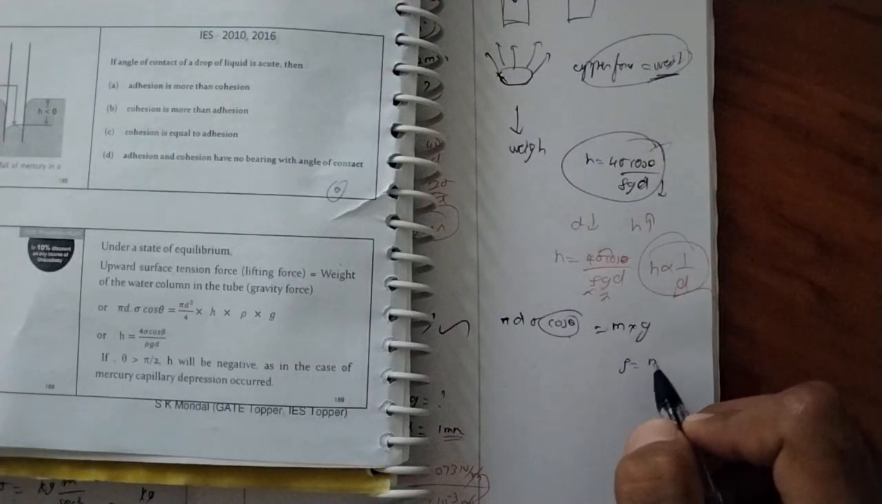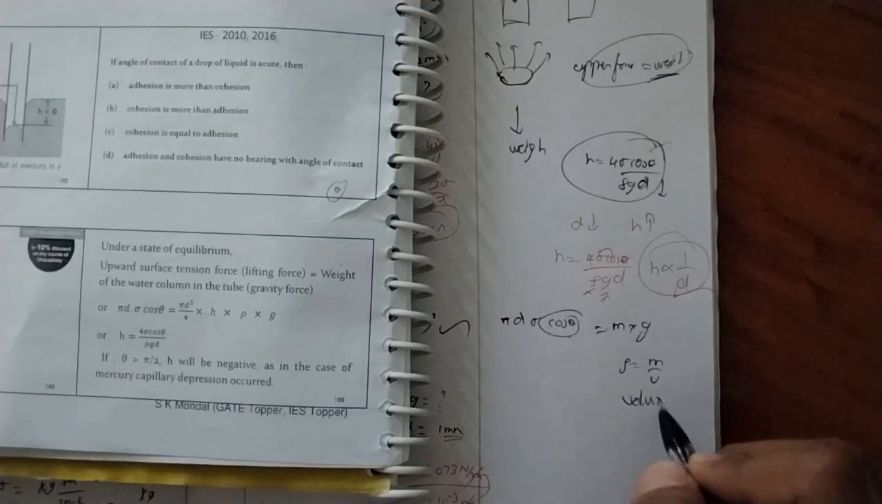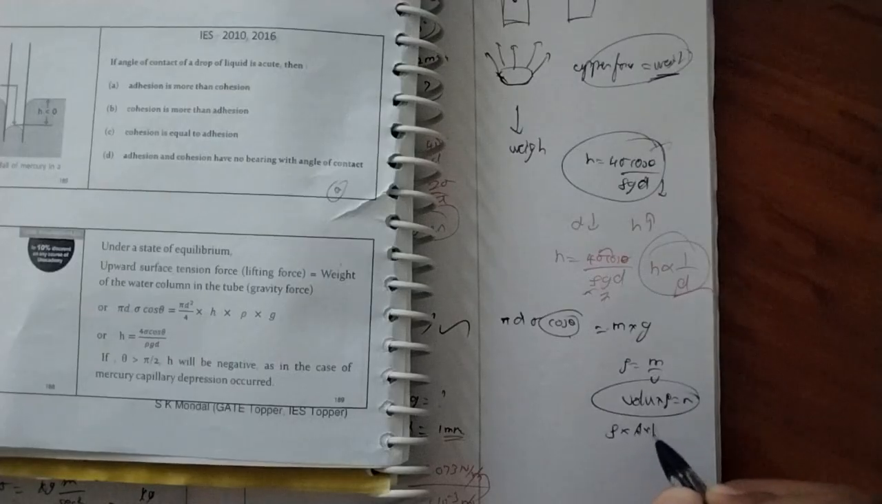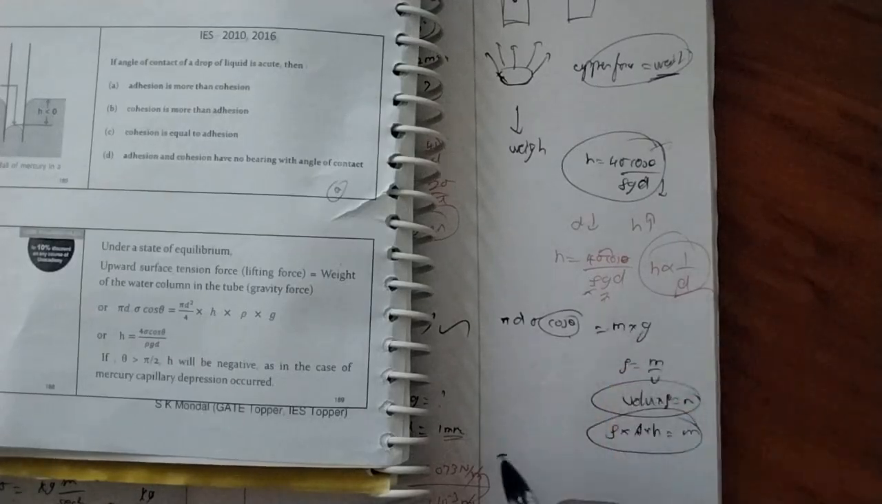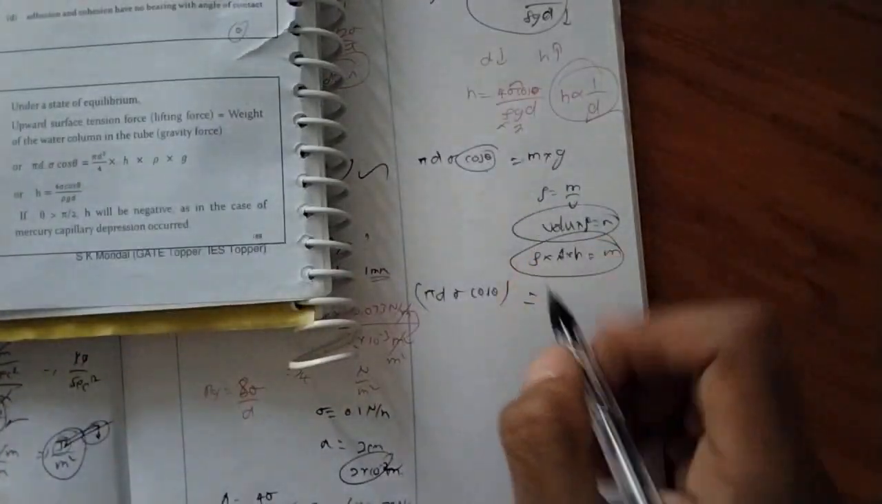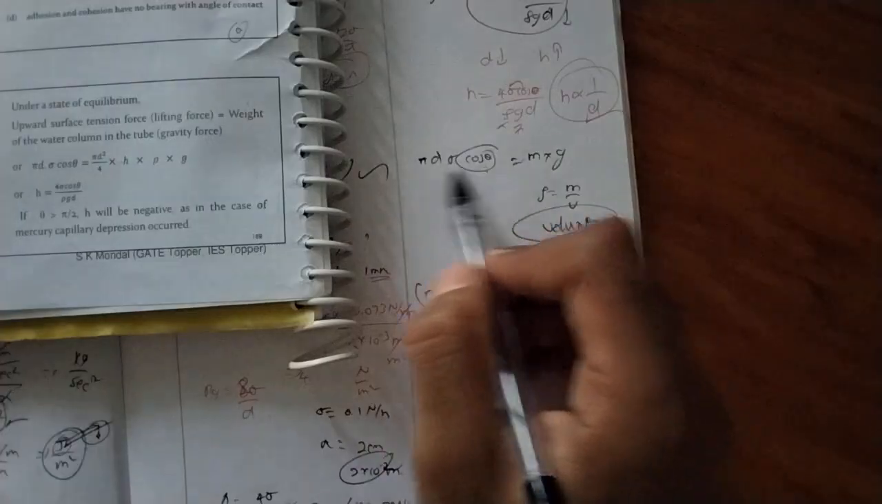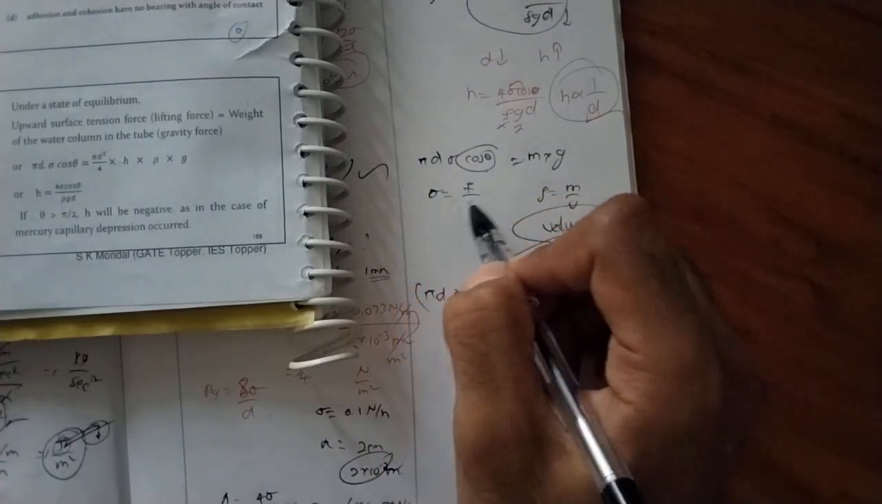Density equals mass by volume. So mass equals volume into density. For density into volume, we can write area into height equals mass. So this will be pi d sigma cos theta equals density into area into height into gravity. Here we are saying sigma equals force per area.